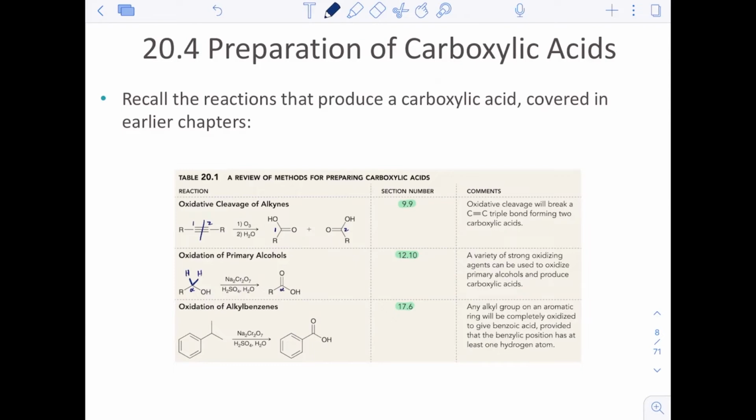And from Chapter 17, which may be a little bit more recent than the other two, taking any benzylic position, as long as that benzylic position has at least one hydrogen, right? Remember, it has to have at least one hydrogen on that benzylic position. Sodium dichromate will oxidize that benzylic position to become a carboxylic acid.